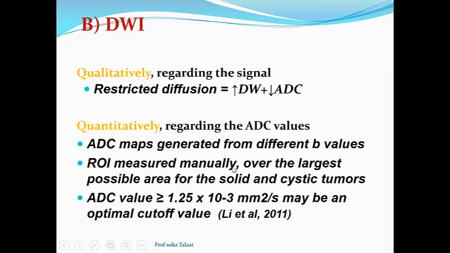ROI is measured manually over the largest possible area from the solid and cystic components, and we select an area from the solid and cystic component and try to measure the ADC value. If the ADC value is more than or equal to 1.25, then it is benignity more than malignancy.